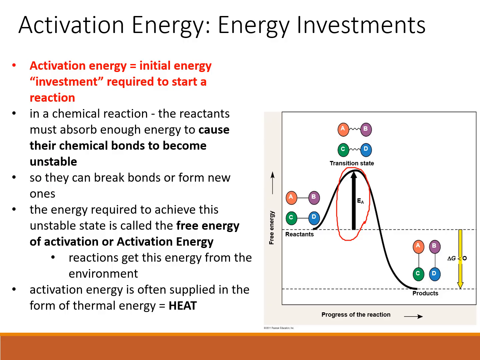Now, where does this activation energy come from? A lot of reactions get this activation energy from their environment. Often, the activation energy is supplied in the form of thermal energy, or what we call heat. Once you get over that hump, once you invest that energy, you get to the transition state, and the bonds between the reactants are destabilized. It's very, very easy at that point for the reaction to be driven to completion. And in this case, you have brand new products made with brand new bonds.